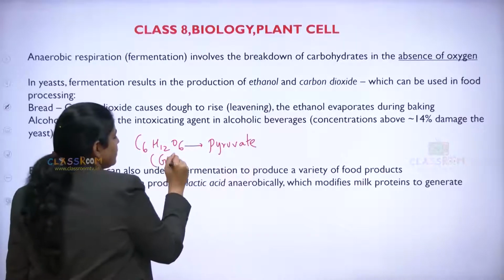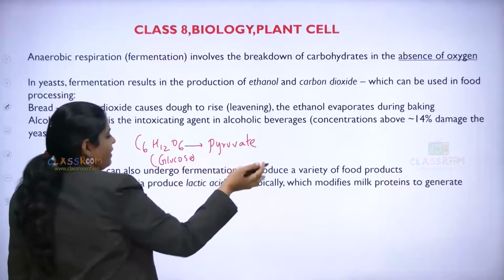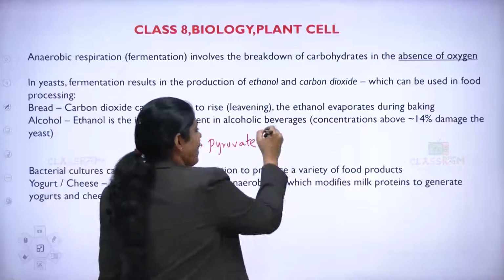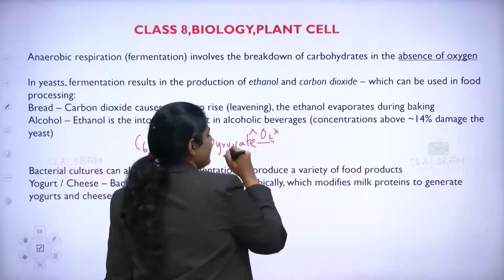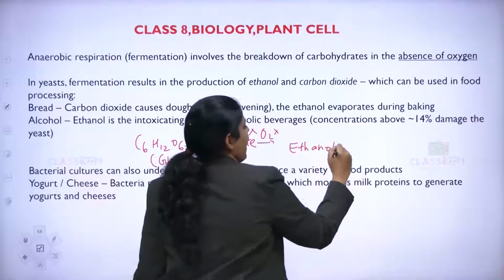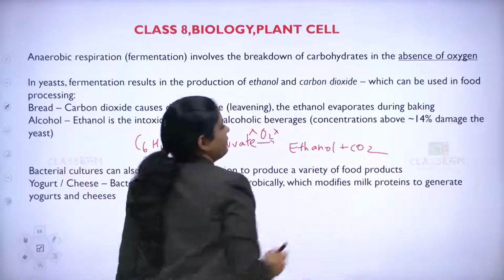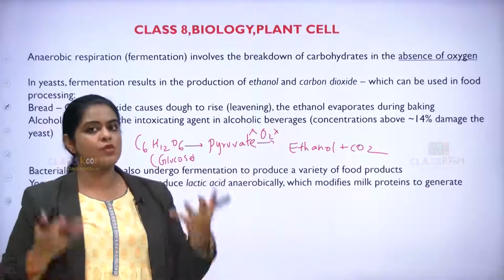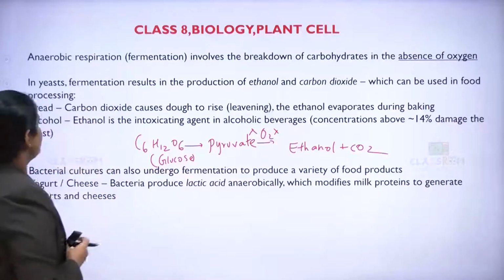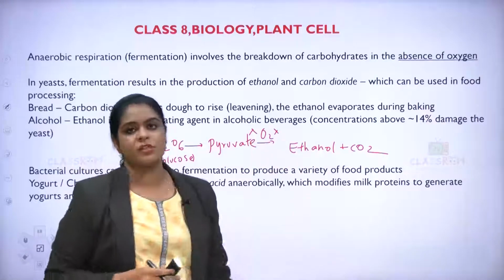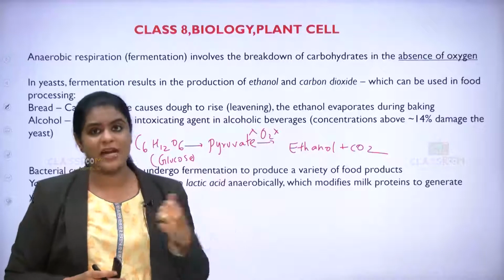This is glucose. So when it enters the organisms, let it be animal or yeast or anything, in absence of oxygen, what happens? It is converted into ethanol and carbon dioxide. So this ethanol evaporates, but that carbon dioxide is used for raising the bread. So carbon dioxide causes the dough to rise and ethanol evaporates during the baking, and that's how the bread is made.